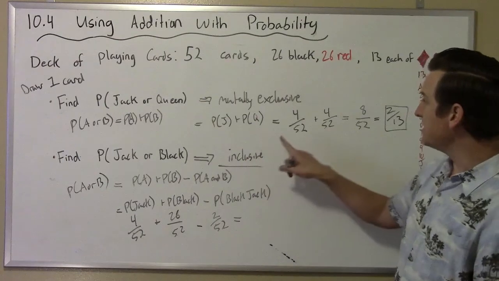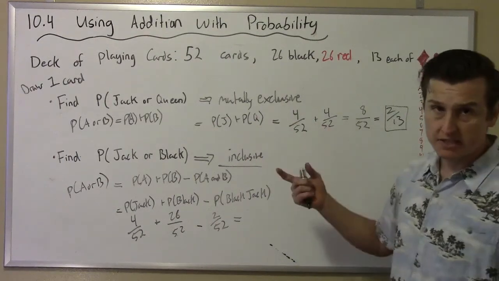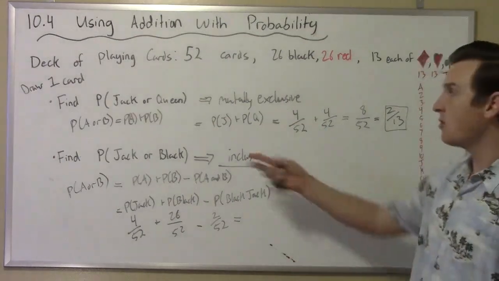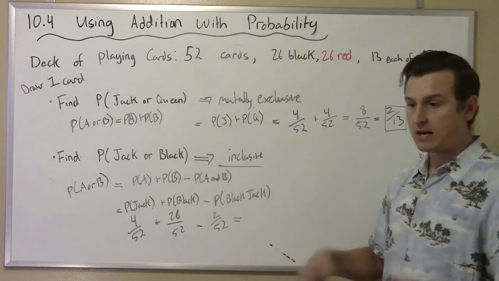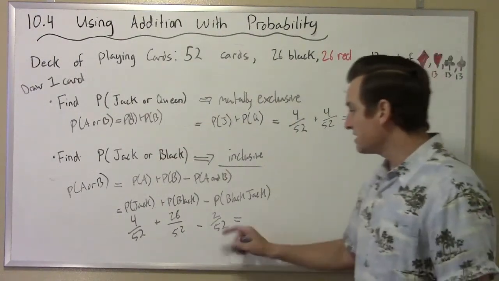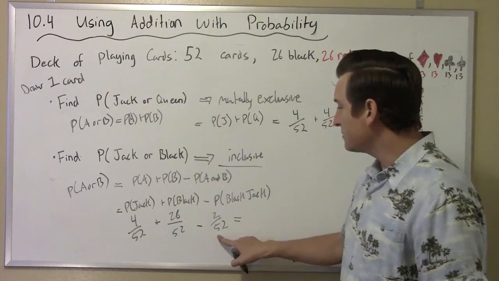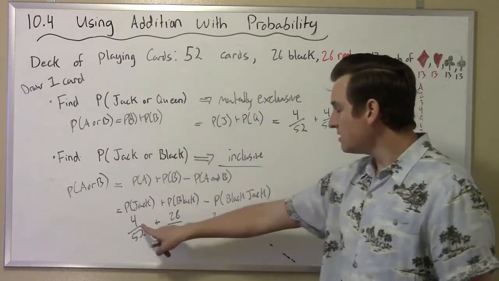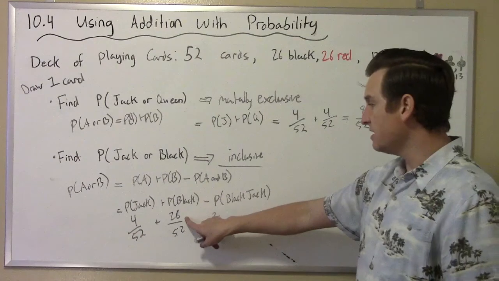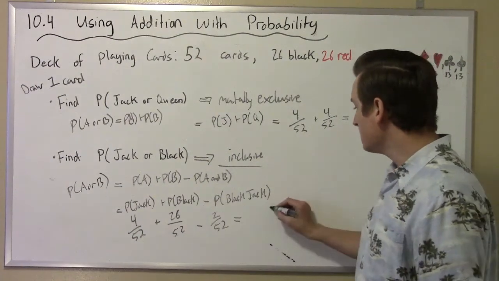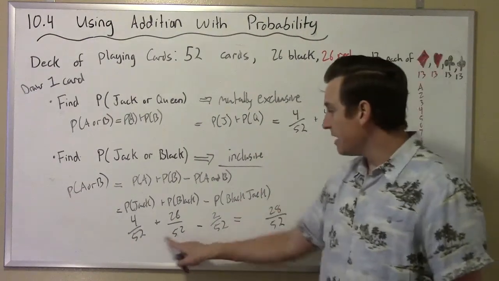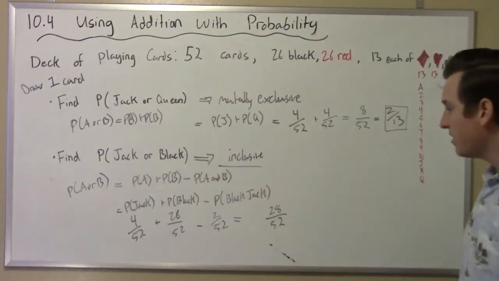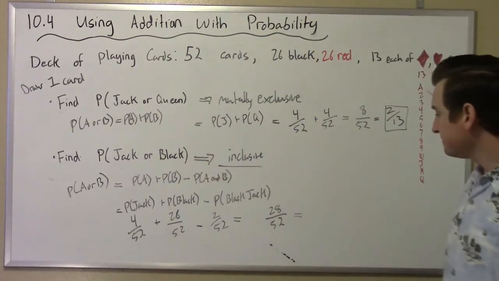We didn't have to have that piece up here because these are mutually exclusive. There was no overlap. There is no way to pull a jack and a queen at the same time. But here, there is a way to pull a black card and a jack card. So we have to subtract the and part. We have to subtract the overlap section. So 4 plus 26 will be 30, and then 30 minus 2 is 28. This is 28 over 52. So common denominators, cool, we're good to go. And then we can simplify at the end.